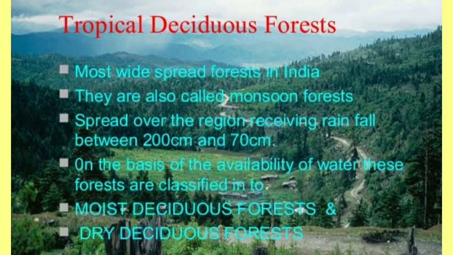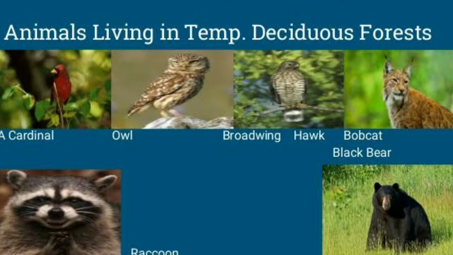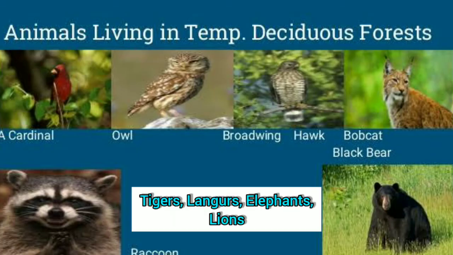The hardwood trees found in this forest are sal, teak, neem and shisham. Hardwood trees are extremely useful for making furniture, transport and constructional materials. Tigers, lions, elephants, langurs, monkeys are the common animals or the mammals of these regions.